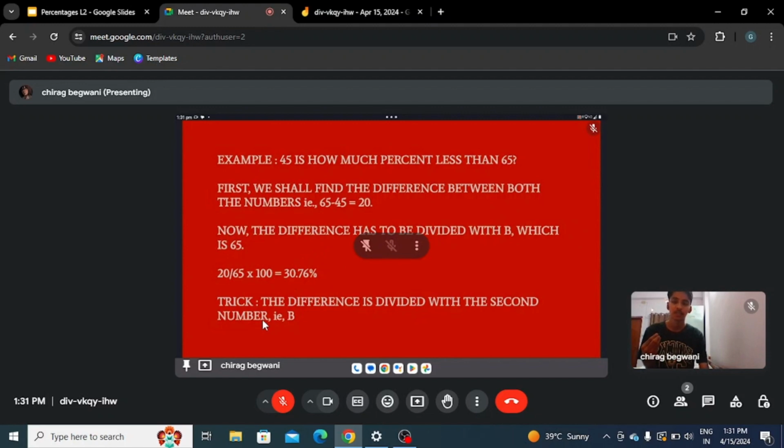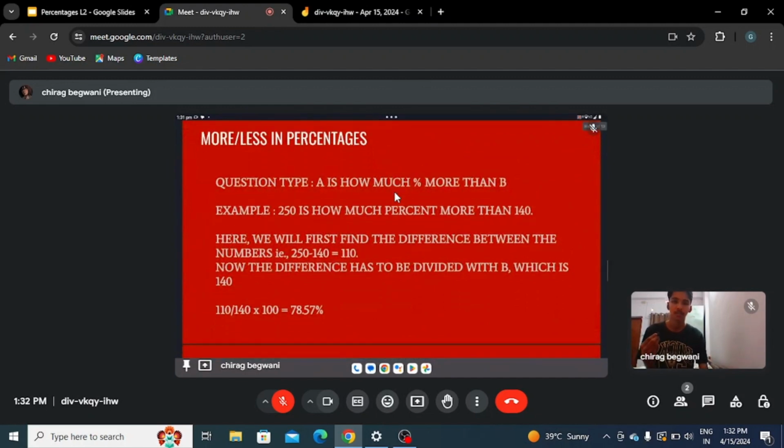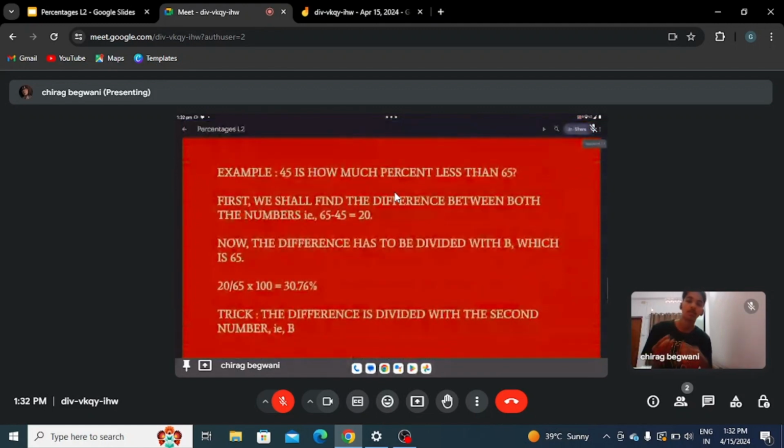Right? So the only thing you have to do is divide the difference by the second number, that is b. So with the second number you divide the difference and you will get the answer. And always remember to multiply with 100. Do not mess up on this multiplication.